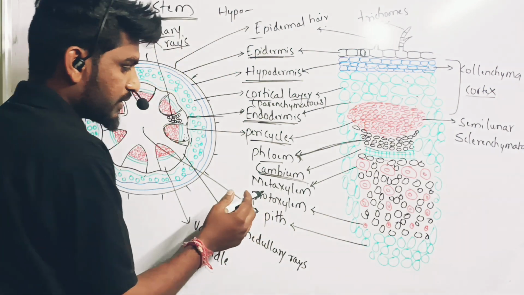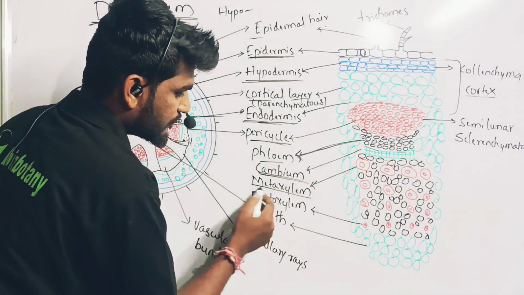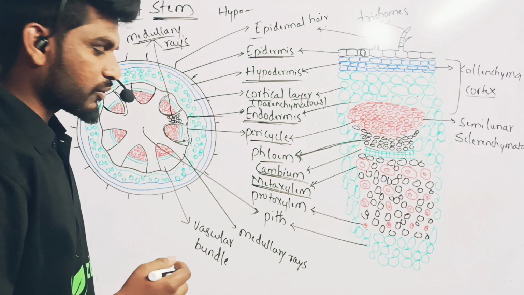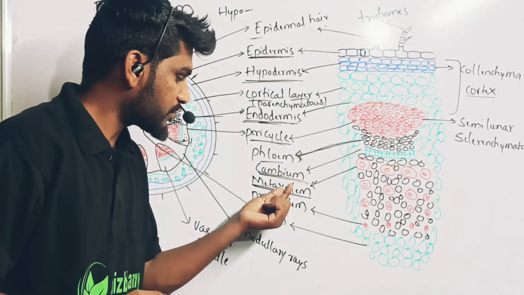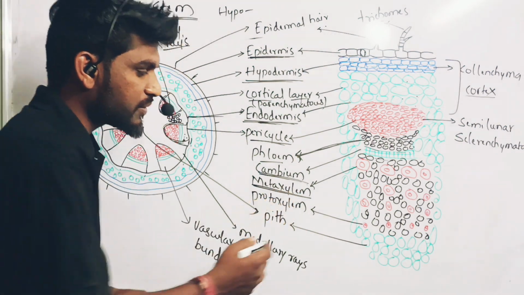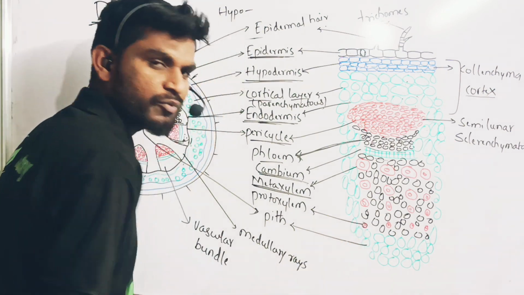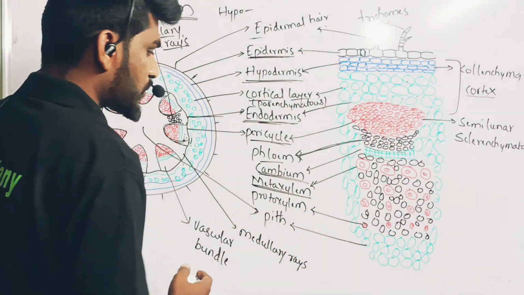In xylem, we also have metaxylem. Metaxylem means secondarily grown xylem, we are calling it metaxylem. Protoxylem means primarily grown xylem, we are calling it protoxylem.